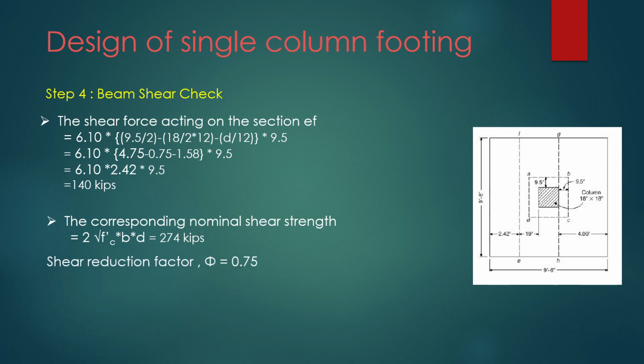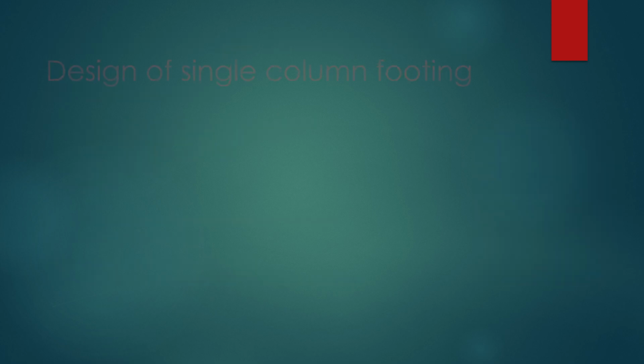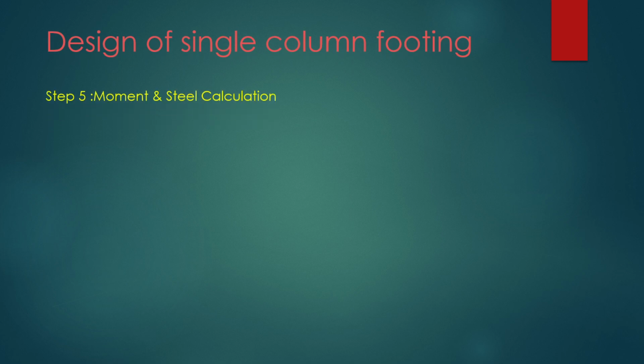Shear reduction factor, allowable beam shear 205. That means the allowable beam shear is greater than the 140 kips developed shear. So effective depth D is sufficient. Now step 5, moment and extent calculation.